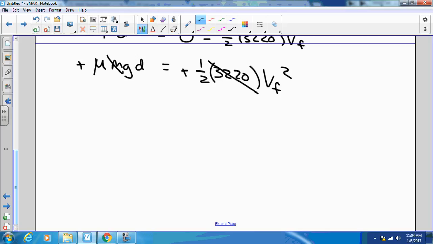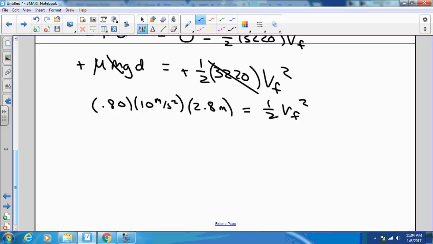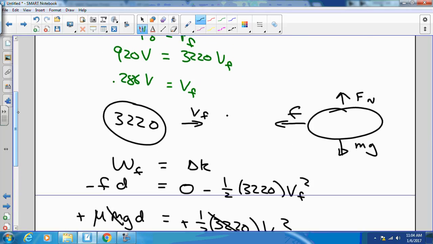We'll come back to that because there's another way that we could have thought about this. Right? And so we get mu, which is 0.8, times g, which is 10 meters per second squared, times the distance, I believe, is 2.8 meters. Is that right? And solve for V final, and once we have V final, we can now take that back to our original relationship in green and solve for V.